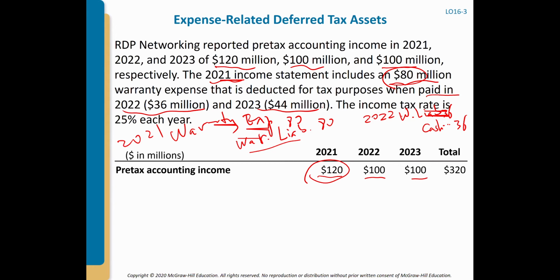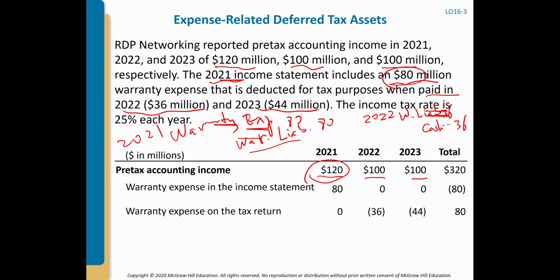So in this case, for the warranty expense in accounting, we recognize 80 in the year 2021. How about the tax? For tax, you're not allowed to recognize any warranty expense, or we call it warranty deductions, in the year 2021 because nothing has happened yet.